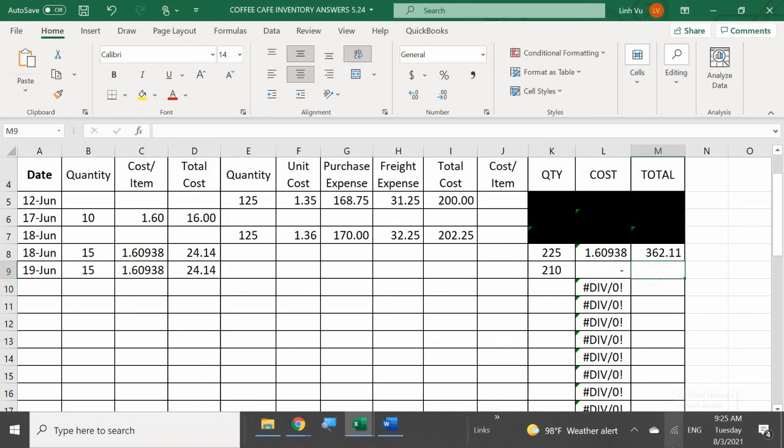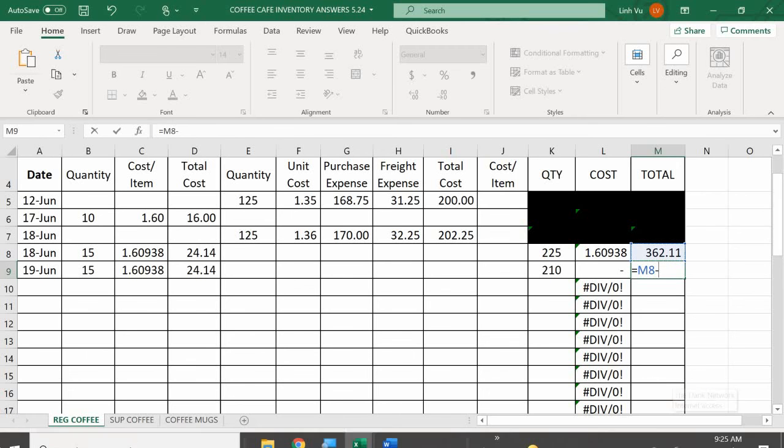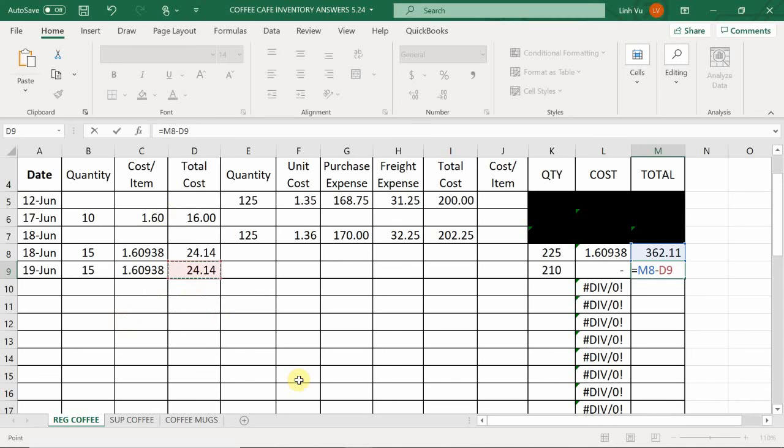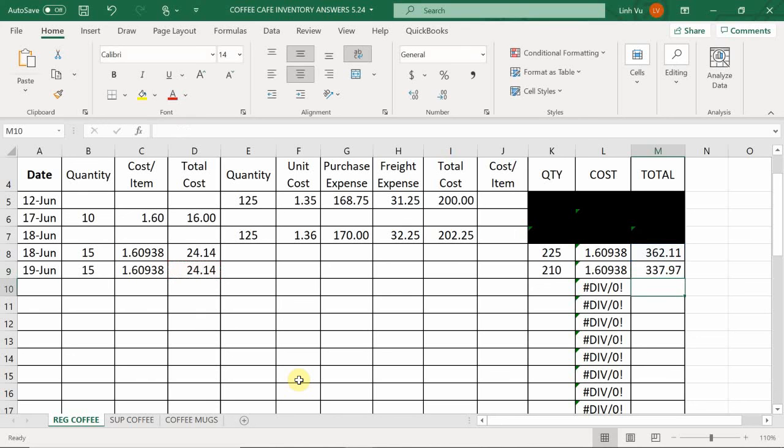Okay. If I started out with $362.11 and I sold $24.14, how much should I have left? $337.97, right? Which then, because we have the formula in the middle of my spreadsheet here, it's telling me that now that it's recalculated, it's still the same right here. It's still 1.60938.